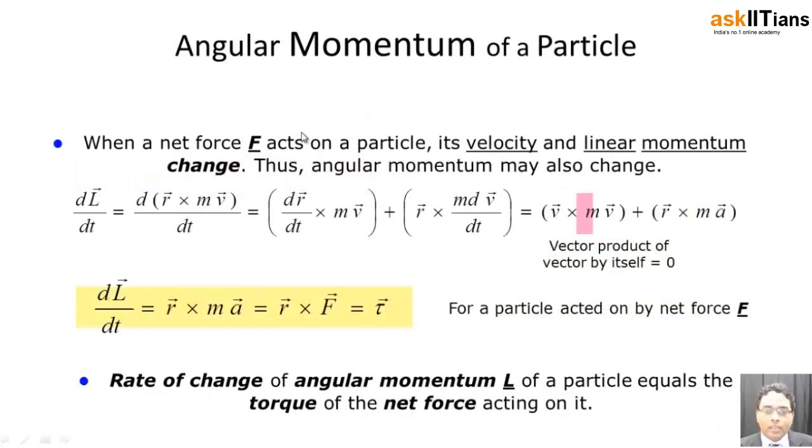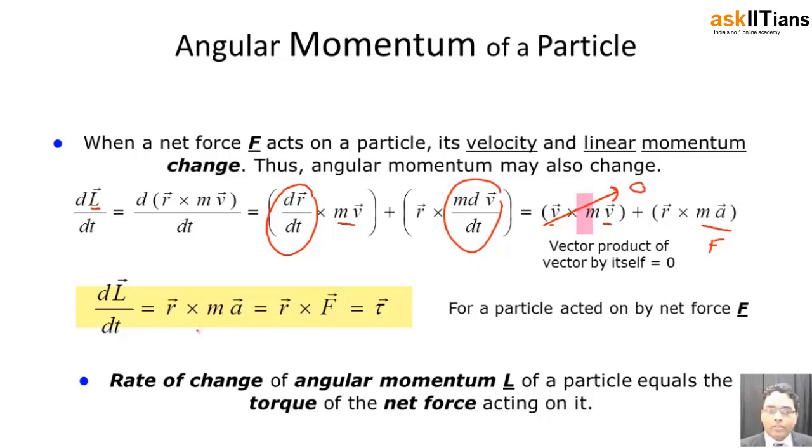Taking this further, to define the angular momentum of a particular particle, we consider dL by dt. This is the change in the angular momentum, which is going to be r cross mv. If you use the product rule, you keep one term constant and differentiate the other. The mass is constant, so we get v cross mv plus r cross ma. But the first term is going to be 0 because v cross v is equal to 0, since the cross product of the same vectors is 0.